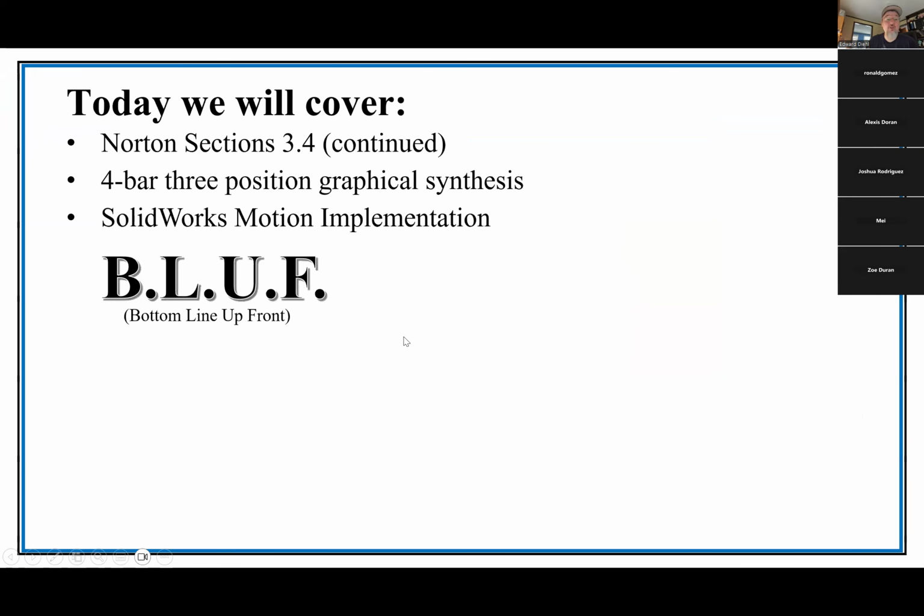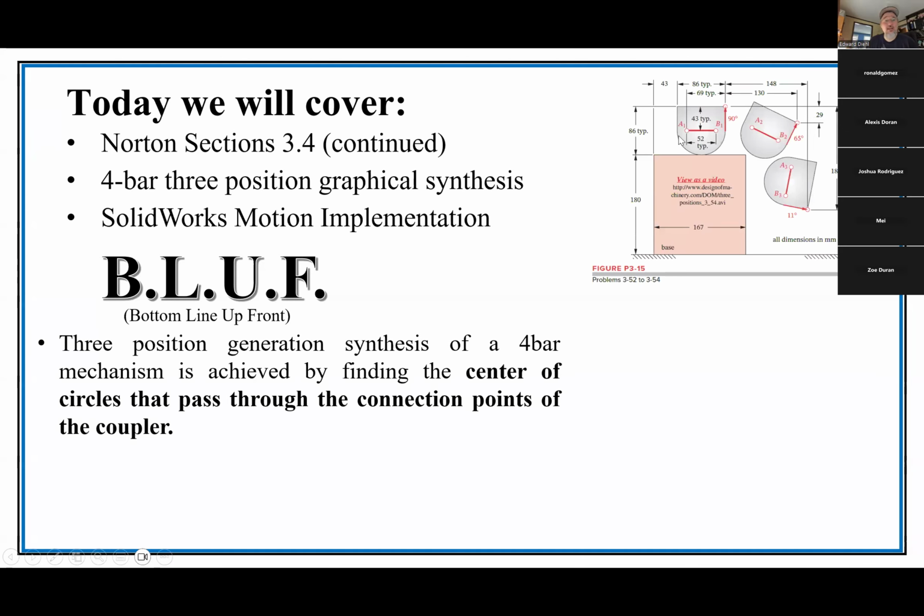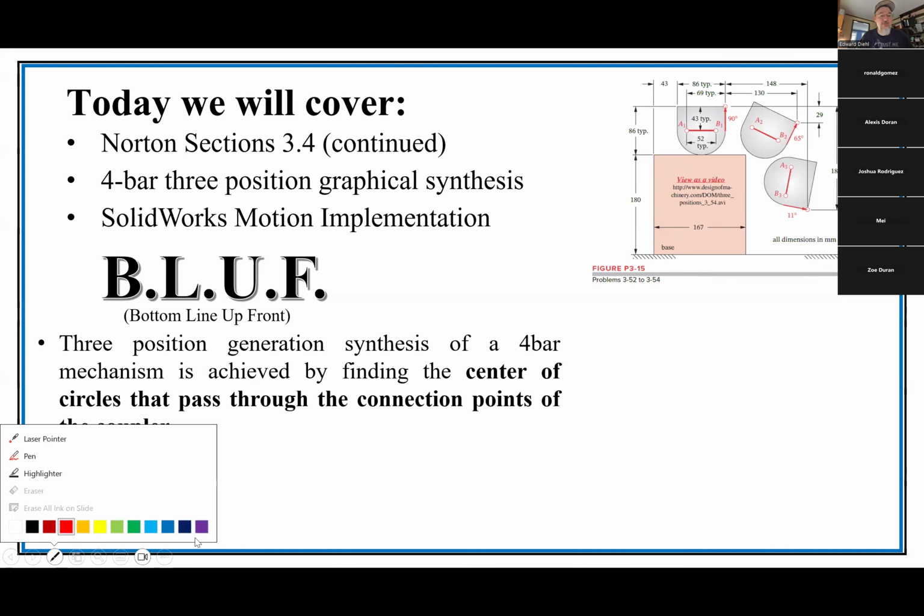All right. So the bottom line for doing 3-position is that we look for the center of circles that will pass through the connection points. And by doing that, we can create the 4-bar, right? It's as simple as that. As part of this, I wish I had drawn this in place. So let me do that now.